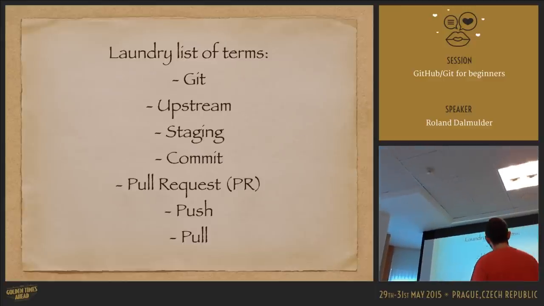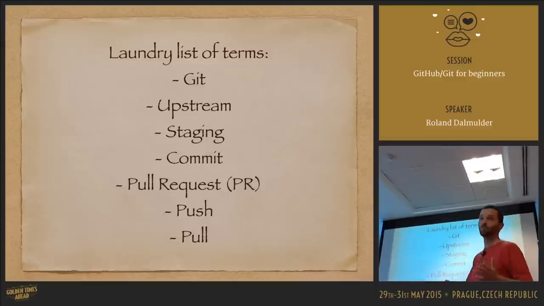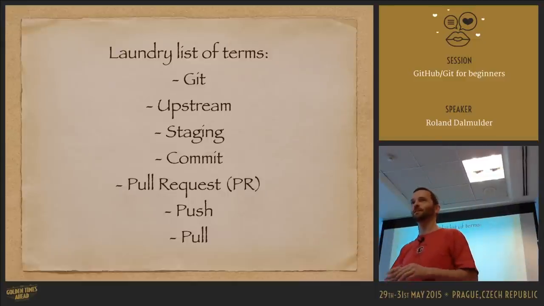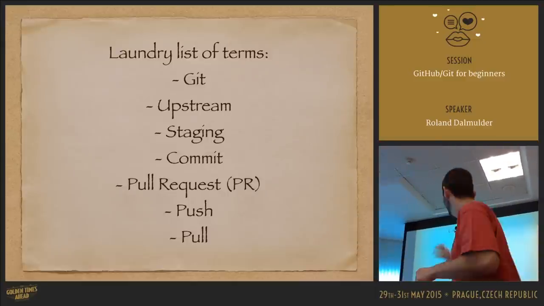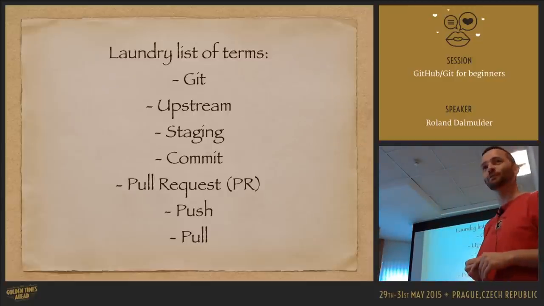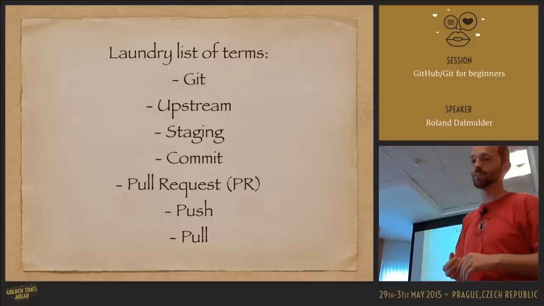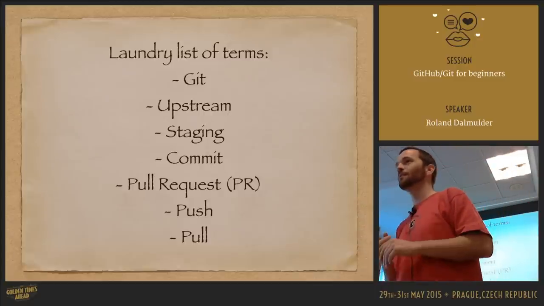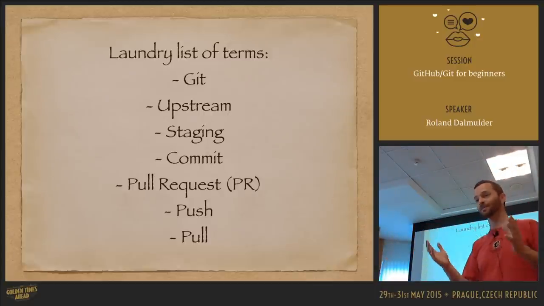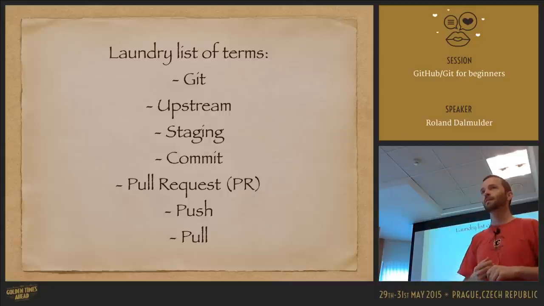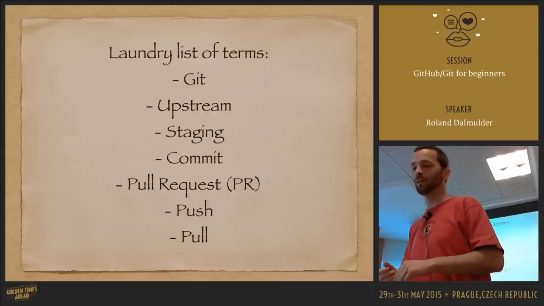When you start working with GitHub, or with the Joomla project, and you talk to people like me, we start shouting all these terms. Well, this is a bit of a laundry list of terms you'll run into: Git, upstream, staging, commit, pull request, push, pull. Maybe it means a lot to you now, maybe it doesn't mean anything, but we'll come by these terms as the presentation goes on.